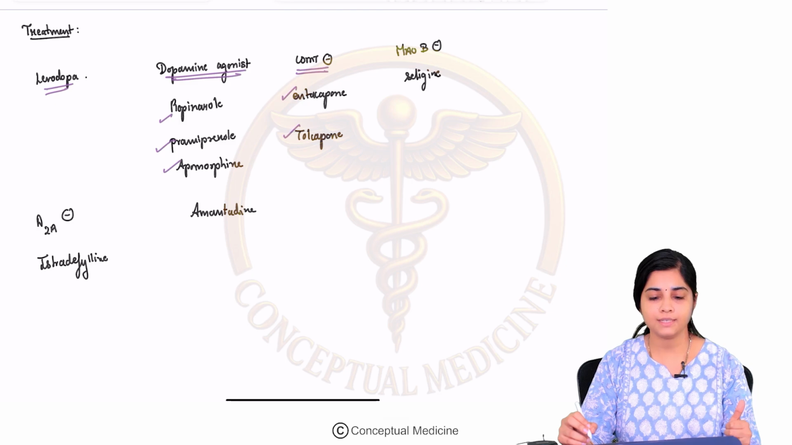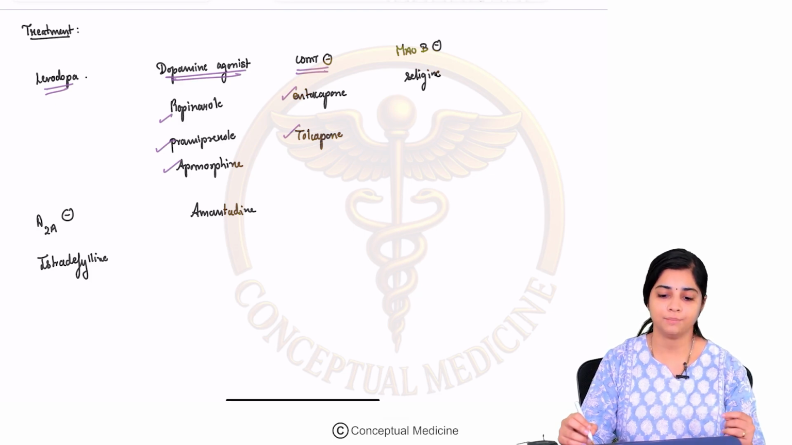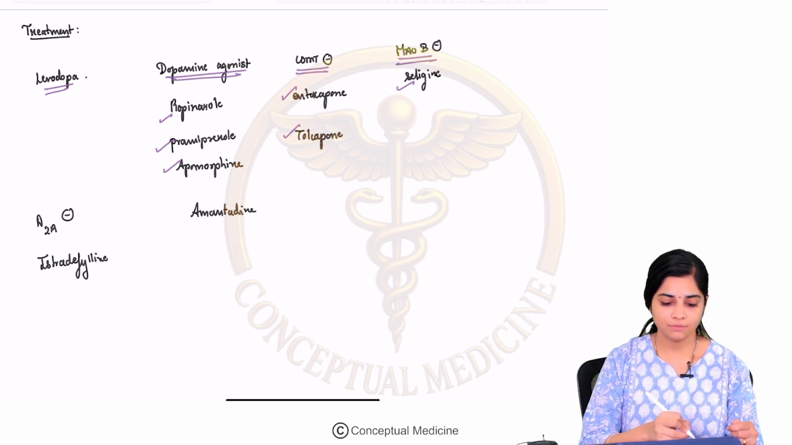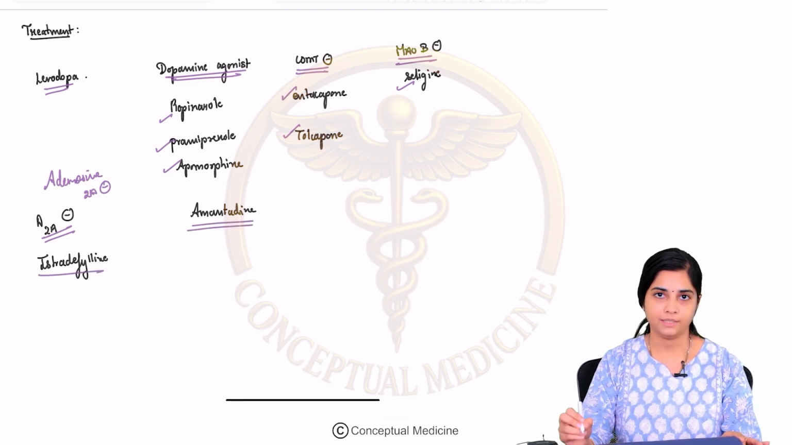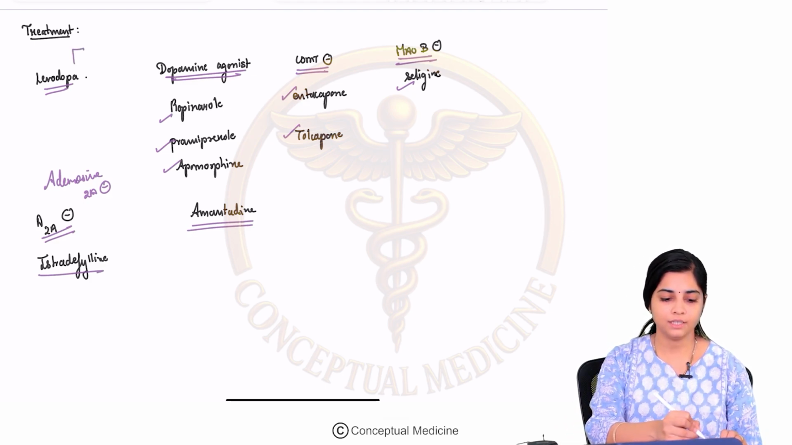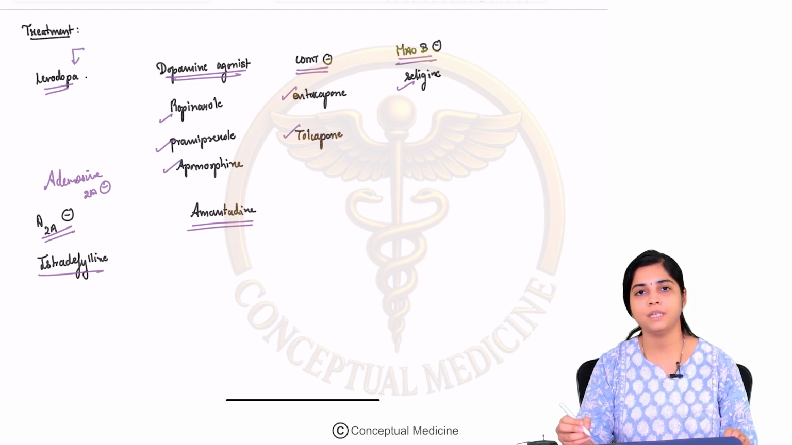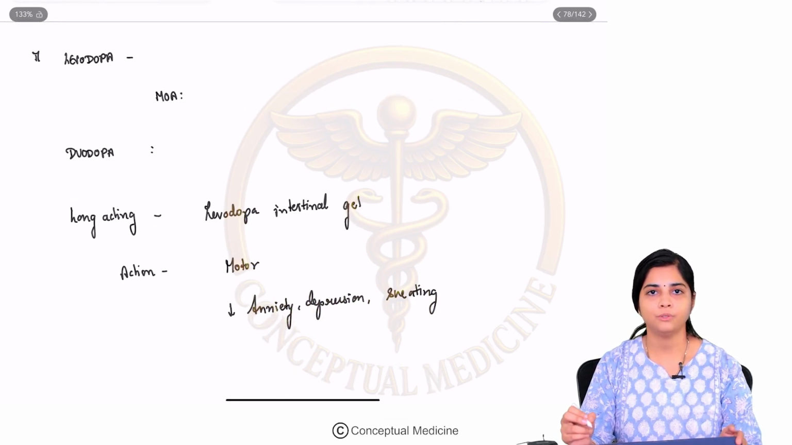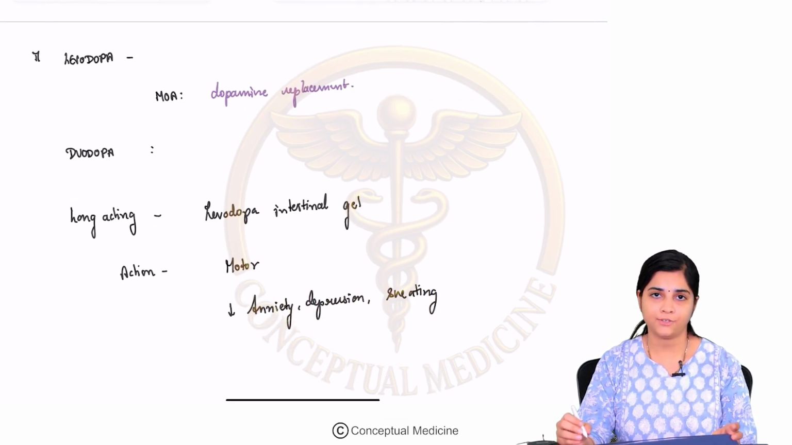COMT is catechol-O-methyltransferase, which is basically responsible for the breakdown of dopamine, so you inhibit that. Then we have MAO-B inhibitors, example is selegiline. The newer drugs include the adenosine 2A antagonist, which is called istradefylline, and the other drug is amantadine. So these are the various drugs used in the management of Parkinson's disease. The earliest and the most effective of them till date has been levodopa. Now let us look at each of the drugs one by one. So first is levodopa. What is the mechanism of action of levodopa?